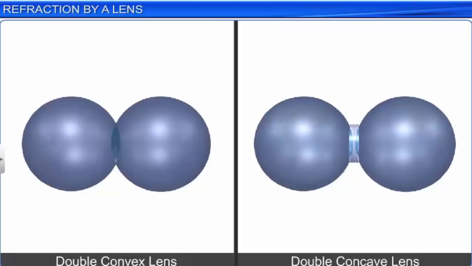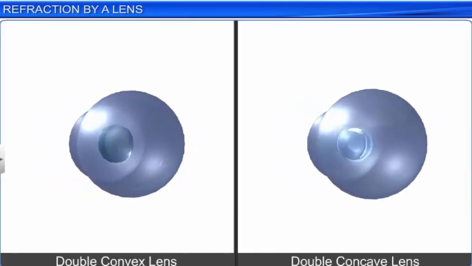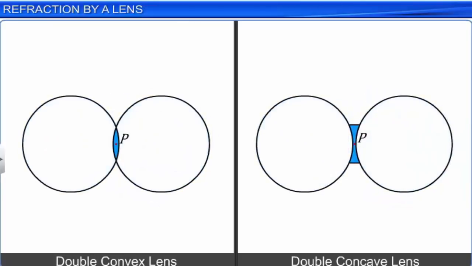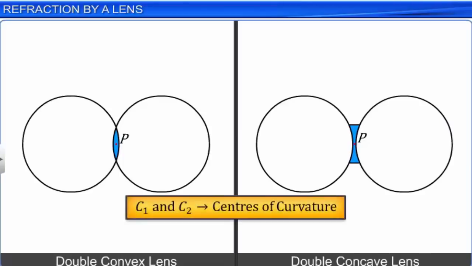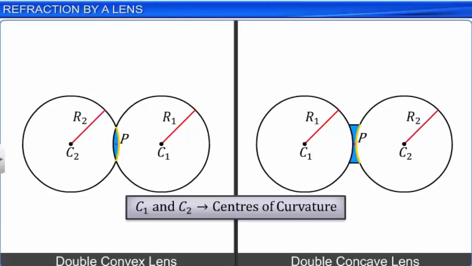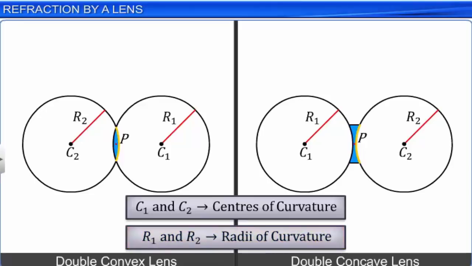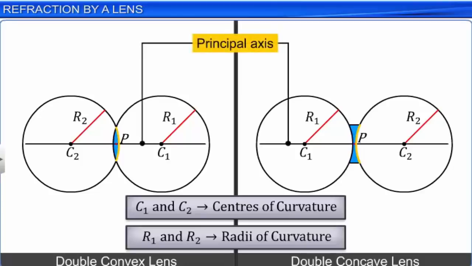Since there are two spherical surfaces, a double convex lens or a double concave lens has two centers of curvatures. C1 is the center of curvature corresponding to the first curved surface having radius of curvature R1. C2 is the center of curvature corresponding to the second curved surface having radius of curvature R2. The straight line joining C1 and C2 is the principal axis of the lens. If the thickness of the lens is very small compared to other measurements, such as object distance or image distance, etc., it is called a thin lens.